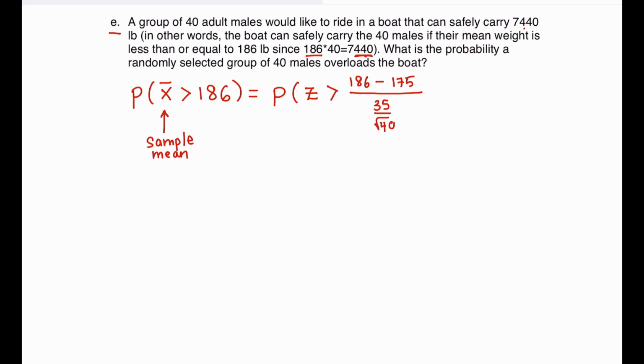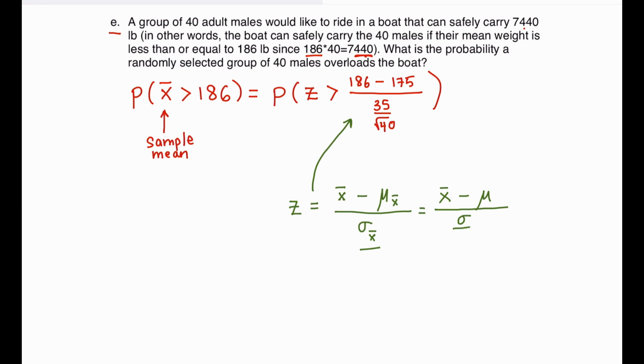And you might be wondering what this represents. The quantity I just wrote down, this is the z-score of 186 in the distribution of sample means. So this is equivalent to X bar minus the mean of the sample means divided by the standard deviation of the sample means. And we've already learned that the mean of the sample means is equal to the population mean, and the standard deviation is equal to the standard deviation of the original population divided by the square root of n. Okay, so this is just the z-score in the distribution of sample means.